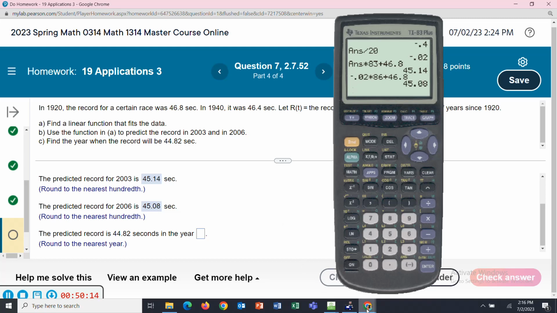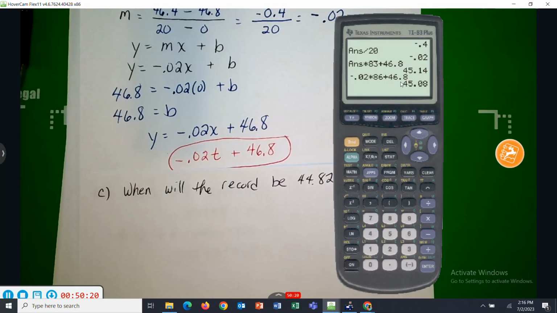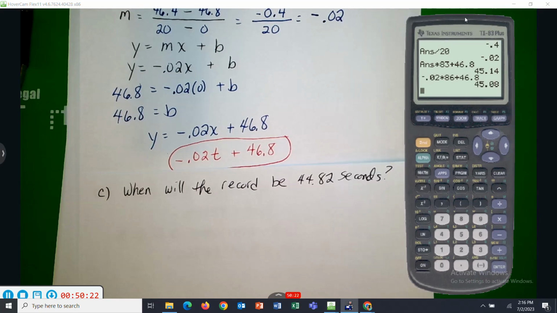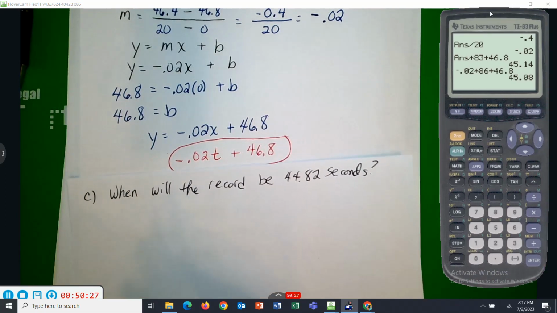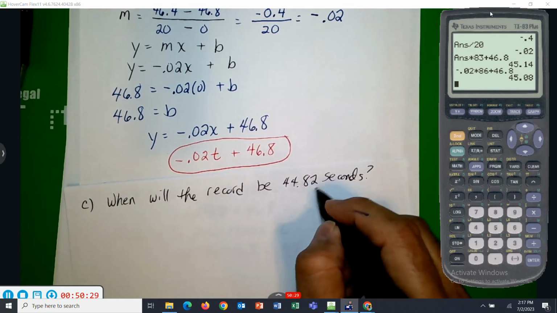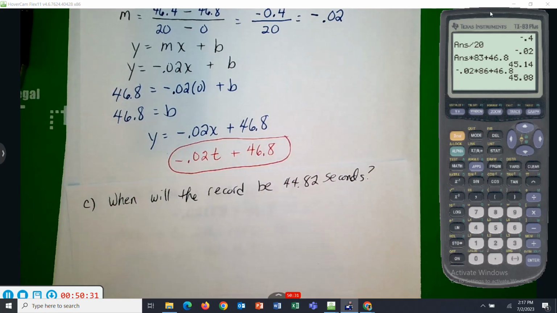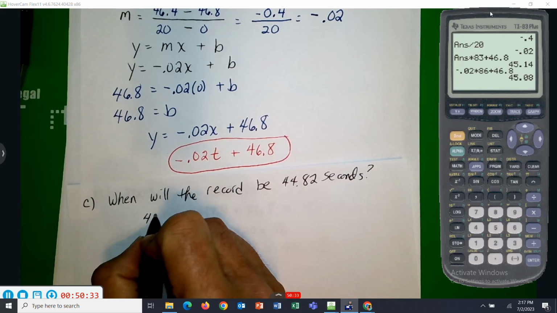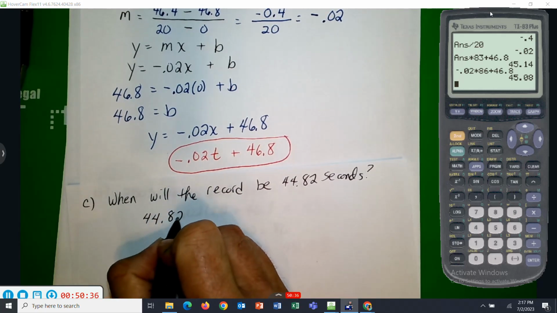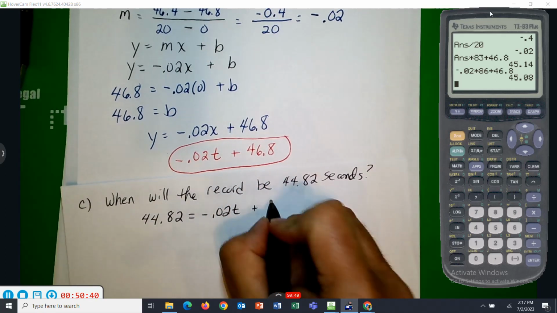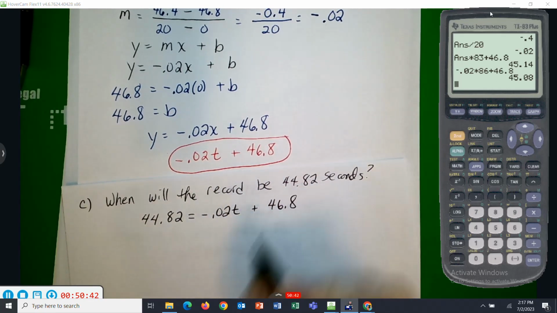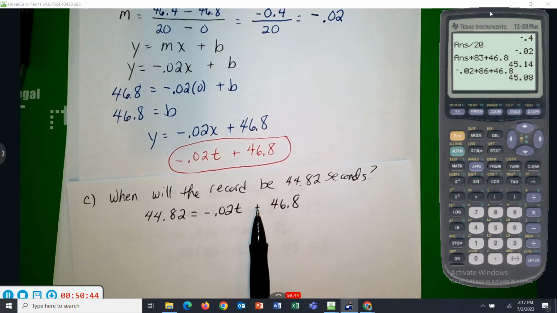So this time, we're trying to find the year. On part B, we were given the year. Now we're trying to find the year. Well, we're going to plug in the 44.82 for the y value and then solve for t. How do I solve this for t?